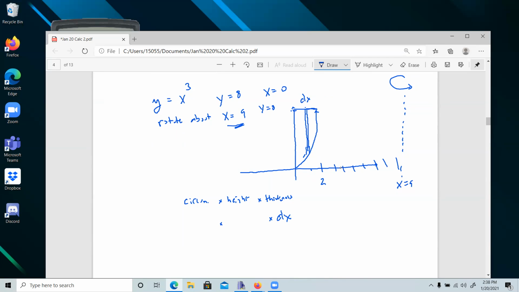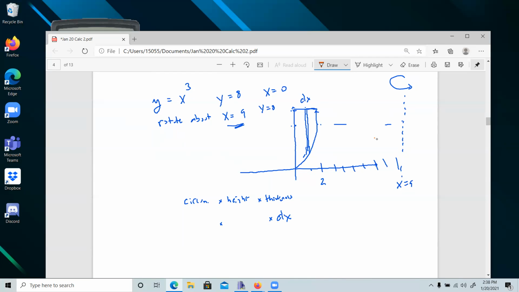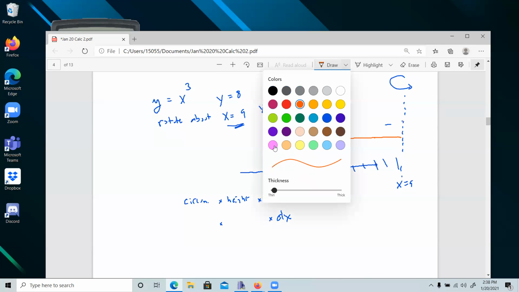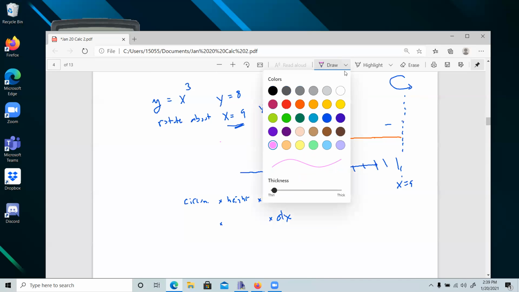Okay, the circumference. Here's our circumference. So we want this whole thing minus this piece here. So let's take a look at that. We've got this circumference less this piece. So that's why we're going to be doing a circumference with a minus in here.